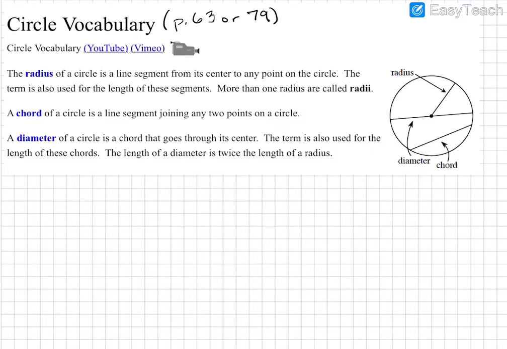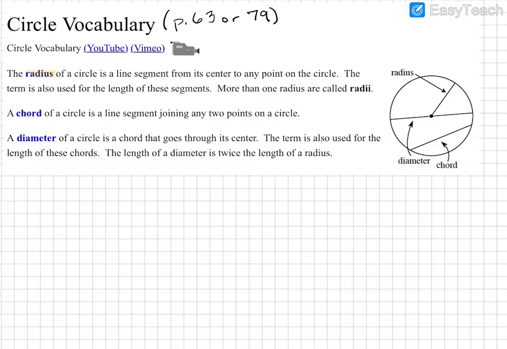Today we will be talking about circles. The first thing you need to do is think about the vocabulary and learn the correct terminology to use when you are discussing circles and working with them. The first term is the radius.